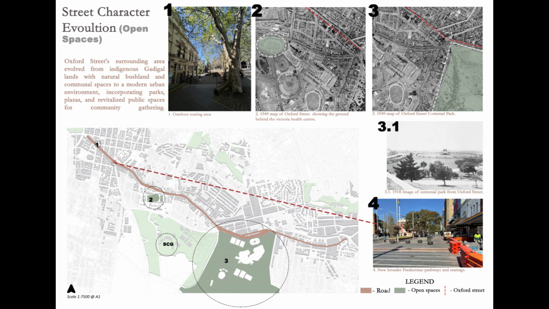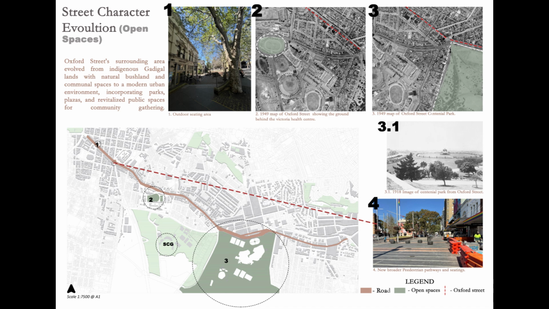The Oxford Street surrounding area evolved from indigenous Gadigal lands with natural bushland and communal spaces to a modern urban environment. In the 21st century, Oxford Street's open spaces have been further developed through urban renewal initiatives aimed at creating more inclusive and sustainable environments. Pop-up parks and expanded footpaths reflect a shift towards adaptable and flexible use of space.